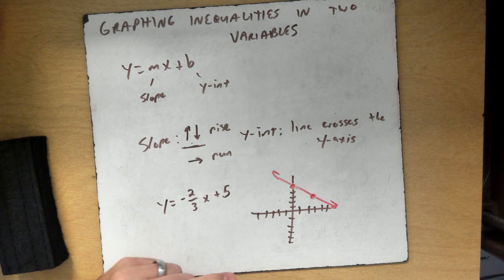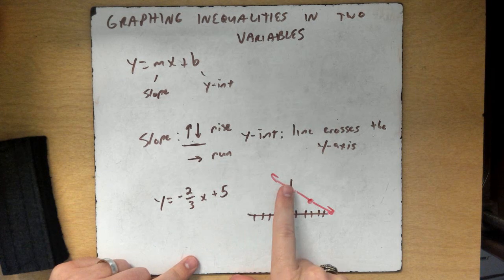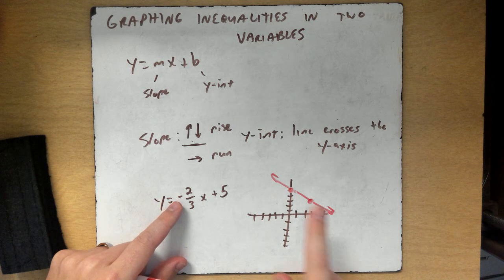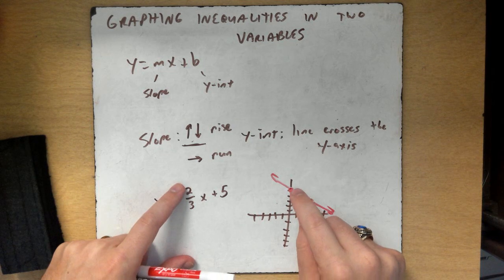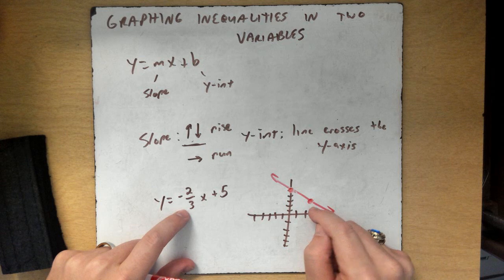So, y-intercept is at 5. I count up 5 from the middle. I have a negative slope, so it's going to go down. So I count down 2, and then to the right 3. All right?